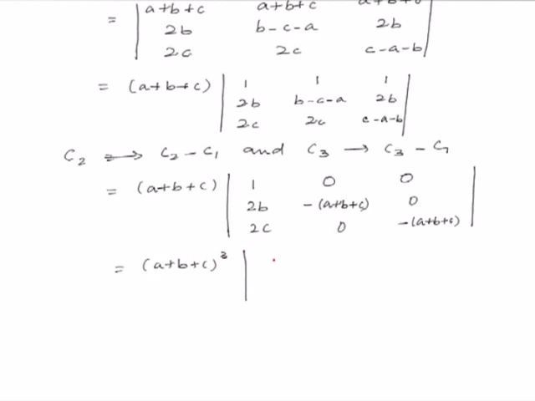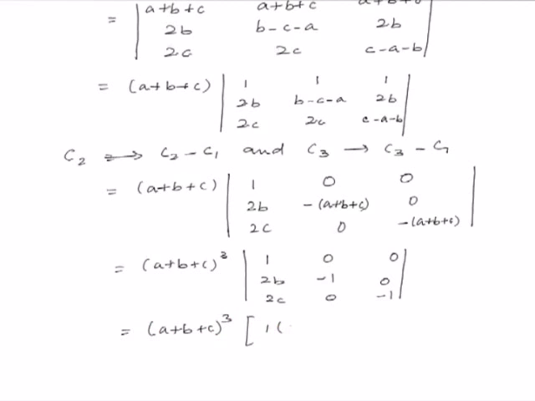So it is a plus b plus c the whole cube times the determinant with rows (1, 0, 0), (2b, minus 1, 0), (2c, 0, minus 1). Now as you look at it, it is 1, 0, 0 in the first row and 2c, 0, minus 1 in the third row, and the second row is also very convenient. It is 2b, minus 1, 0. So any one column or any one row you can expand it. So I am going to expand along the first row.